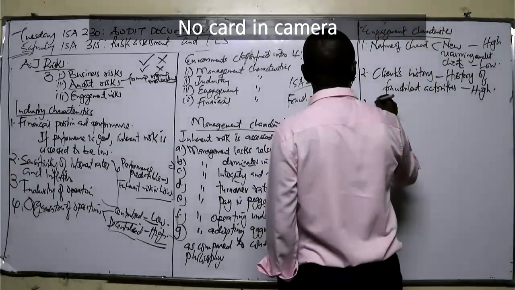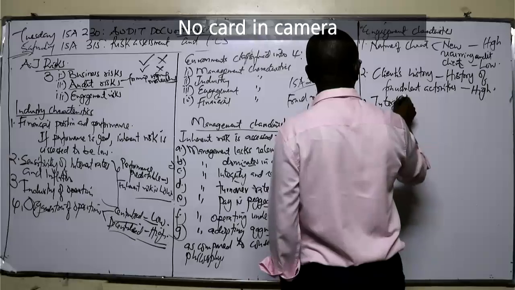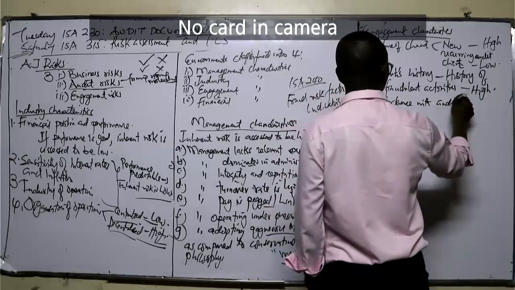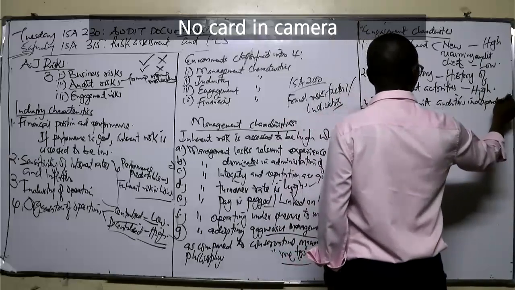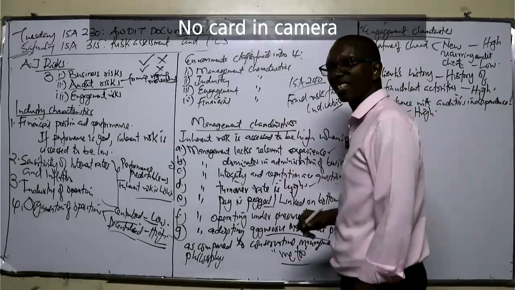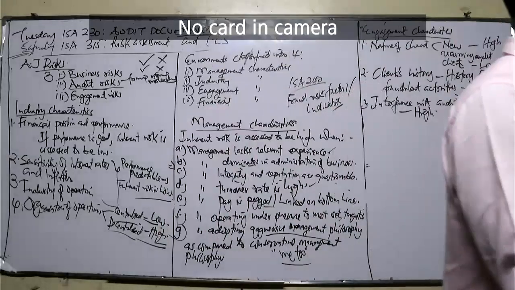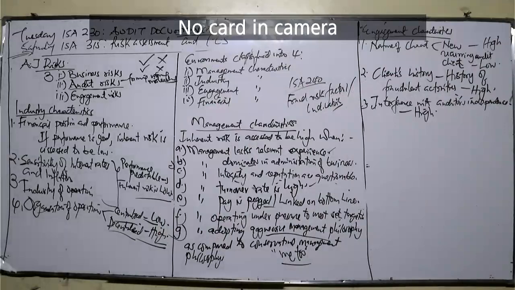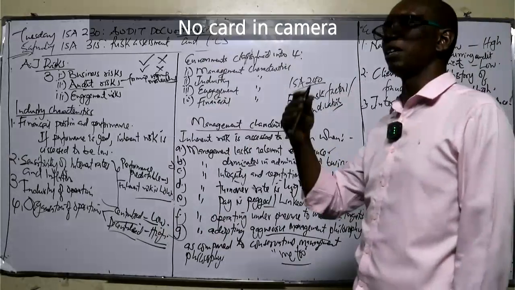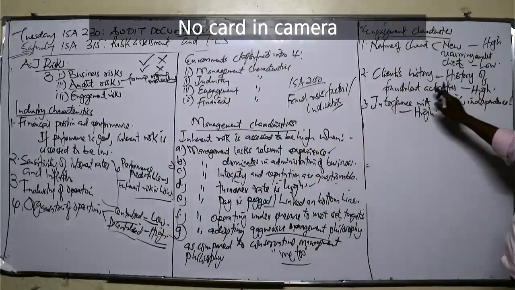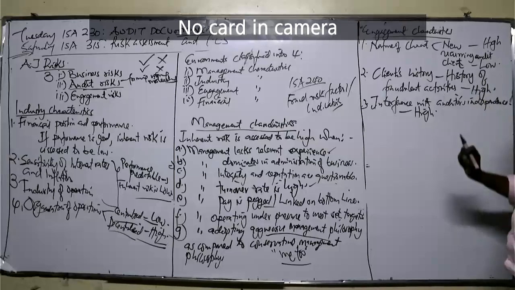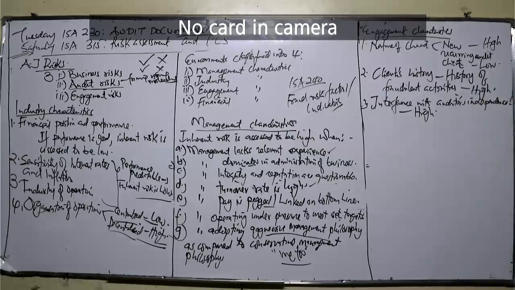Number three, interference with the auditor's independence. You assess inherent risk as being very high. Why are they interfering? They might be trying to conceal something. So when you find that your independence is being interfered with, you assess inherent risk as being very high. Remember, auditors should have unrestricted access to the books of accounts, records, and vouchers. But you find that somebody is restricting that. It is a no-go zone. You should not call this debtor. Don't call this creditor. Don't disturb this client, and such. There is a problem.